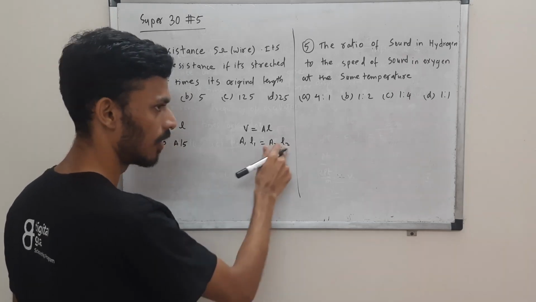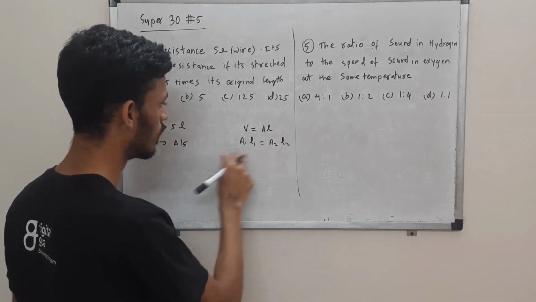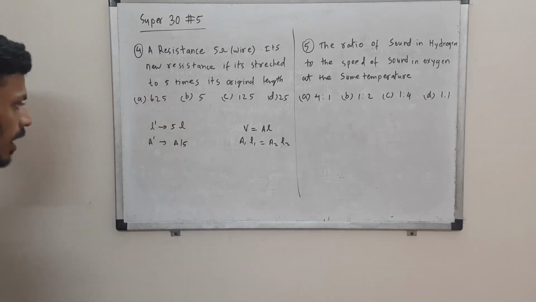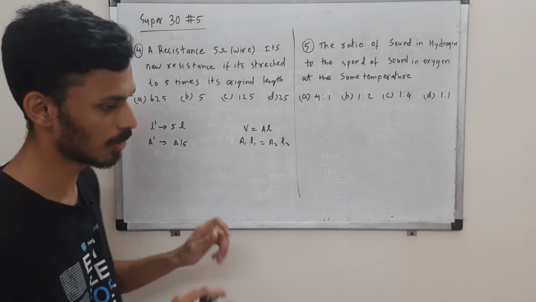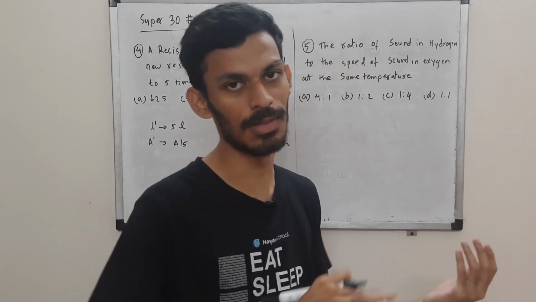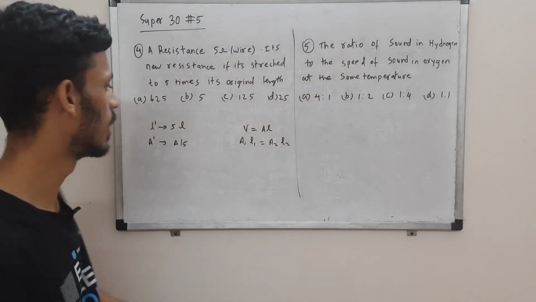Here it is A L, and this is 5 times L, so this will be A by 5, right? L and L will get cancelled. Basically, length is increased by 5 times, so area will decrease by 5 times. A L is constant, that is what I am saying.